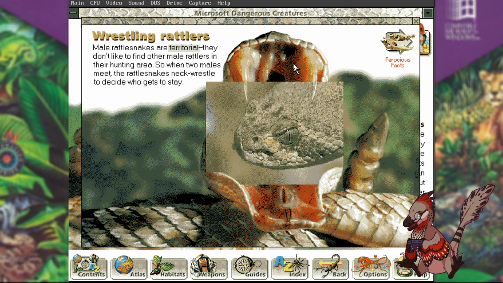Male rattlesnakes are territorial. They don't like to find other male rattlers in their hunting area, so when two males meet, the rattlesnakes neck wrestle to decide who gets to stay.